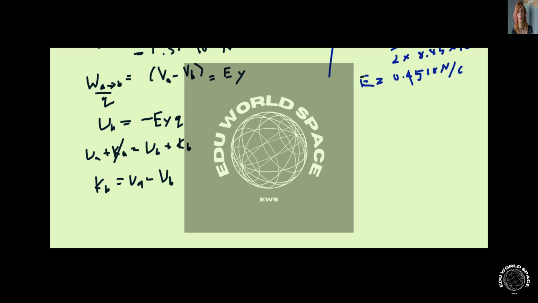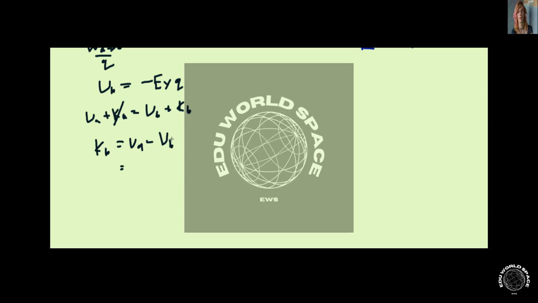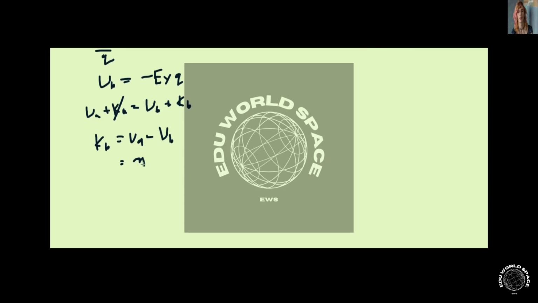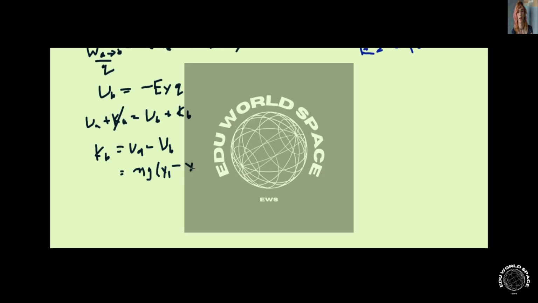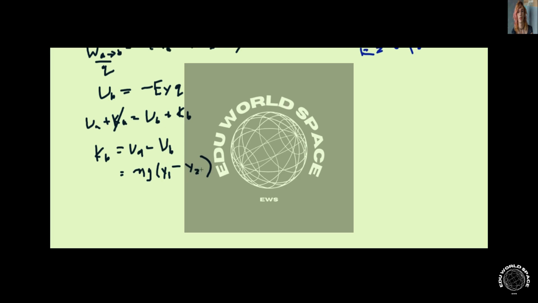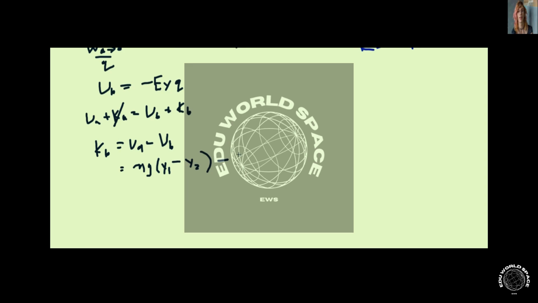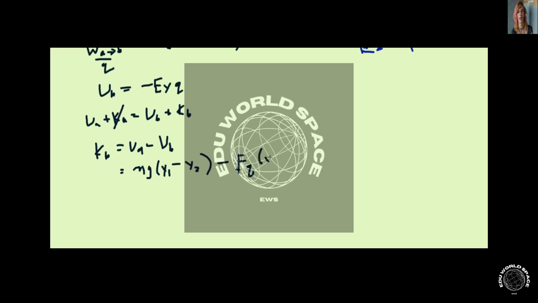So if we further expand on this expression, we're going to get that the potential energy at A, which we already discussed, was mg times height. So the mg times y1 minus y2. So this is the starting height and this is the final height, minus, so the potential energy at UB is completely electrical, so minus EQ, and it's the same thing, so it's y1 minus y2 since it's the difference.